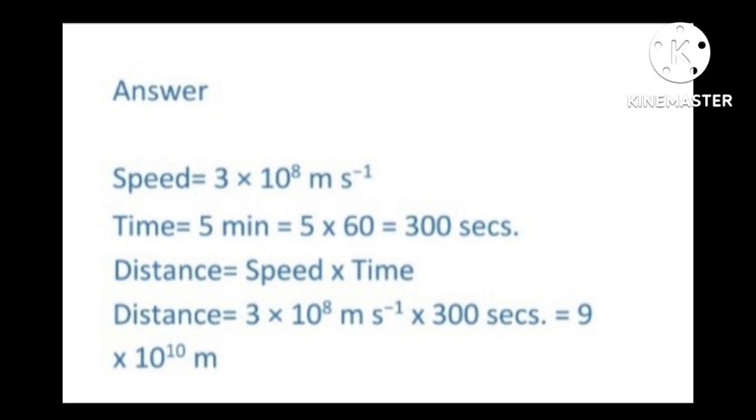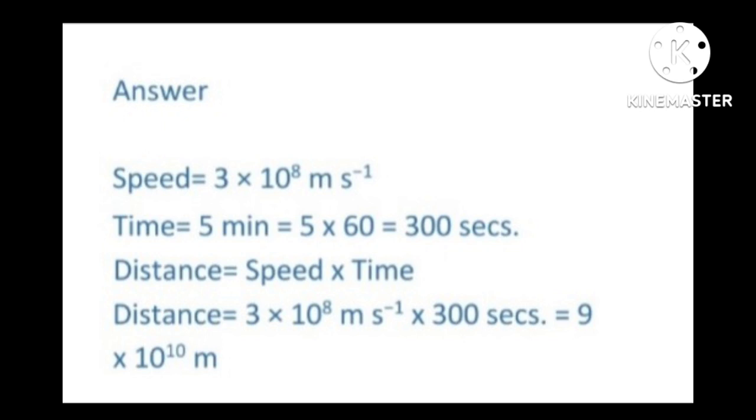How will we do this? We know that 1 minute is equal to 60 seconds, right? So we can multiply this 5 with 60. That is 5 into 60, which is equal to 300 seconds. So that time we have written here. And after that, which quantities are given? It is given that the signal travels at the speed of light, right? So the speed is given as the speed of light. We can mention speed is equal to 3 into 10 raised to 8 meter per second.